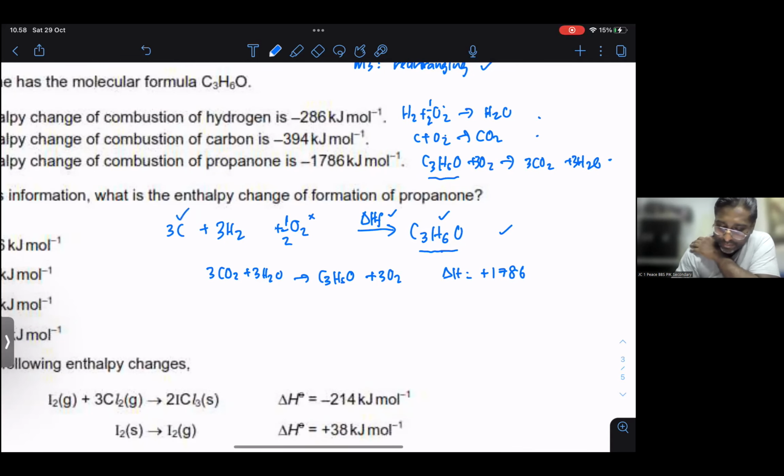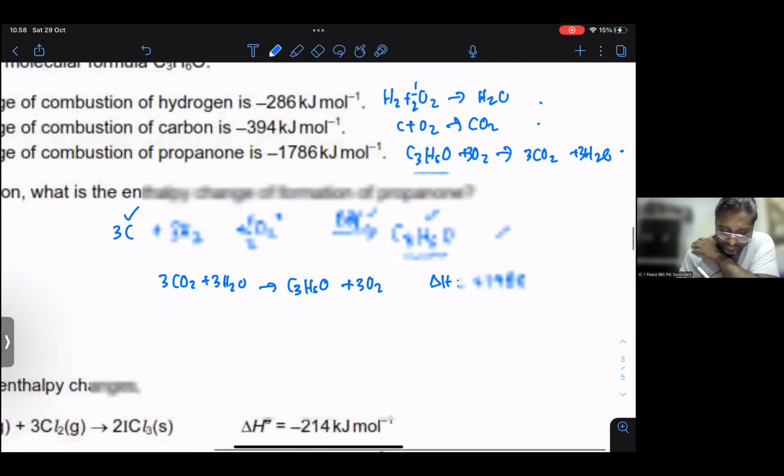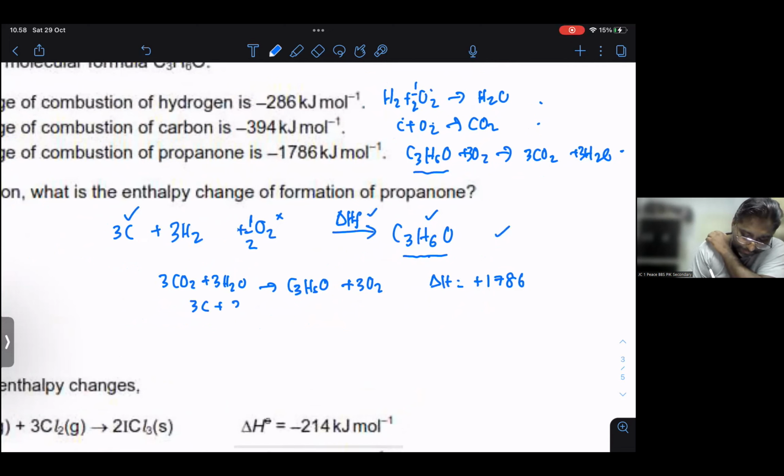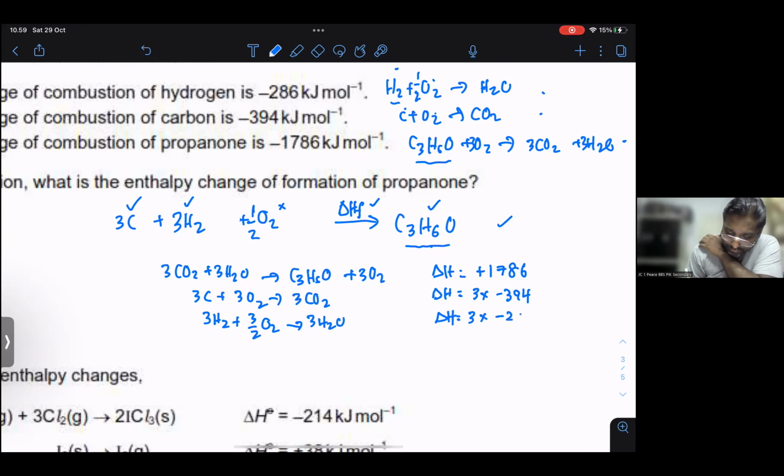My focus will be on the carbon. You see the carbon, there is only one carbon here, but I want three. So no need to change the position, but just times everything by three. The delta H is going to be 3 times negative 394. Okay, so this one is settled. For hydrogen, I need to times by 3. So 3 H2 plus 3/2 O2 to give me 3 H2O. So delta H is going to be 3 times negative 286. No need to worry about oxygen.